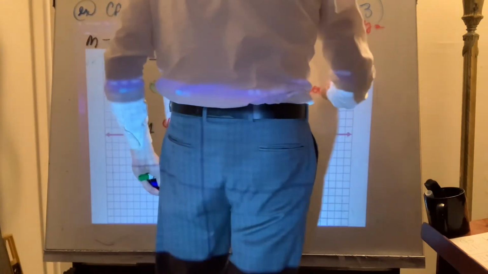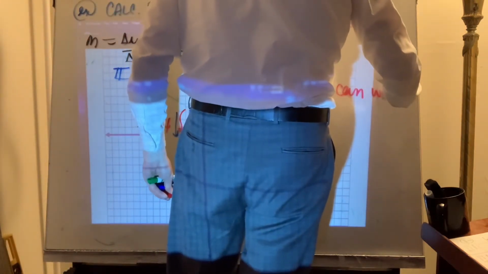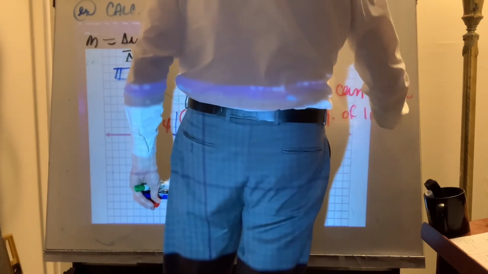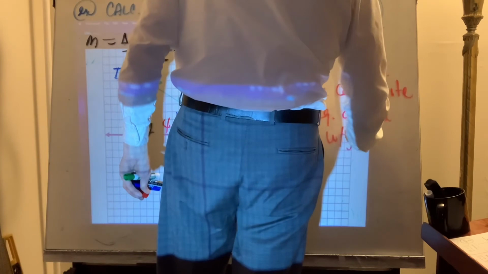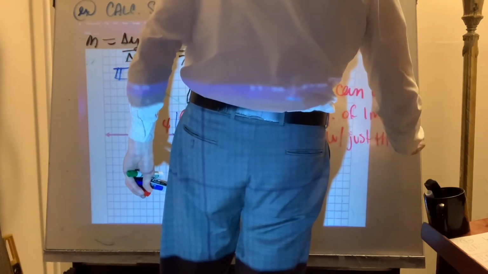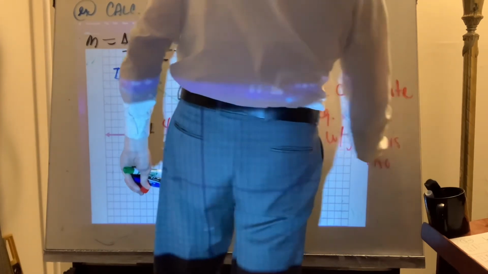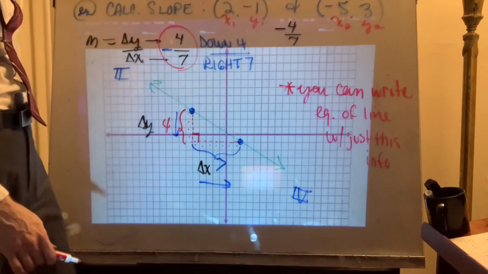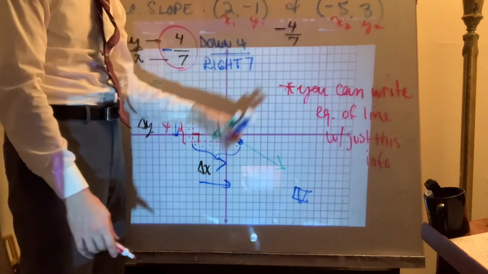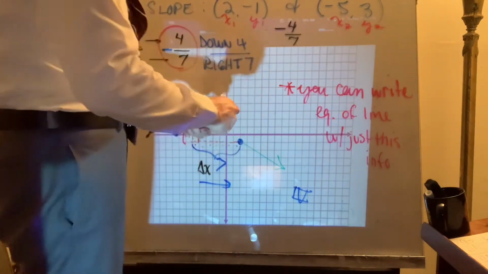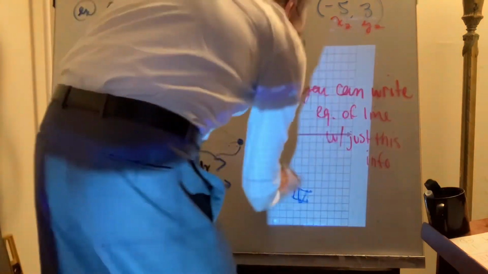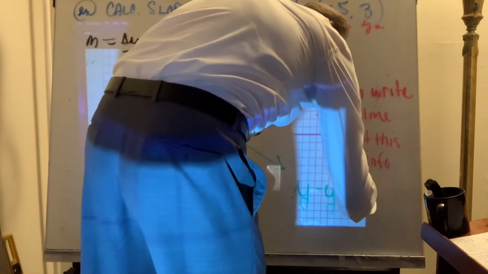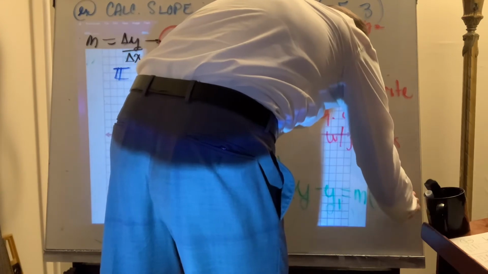You can write, if you don't remember, the equation of a line with just this information. You know the slope because you had 2 points. Then you take either one of them. Basically what you would do is plug them into this equation: y minus y sub 1 equals m times x minus x sub 1.